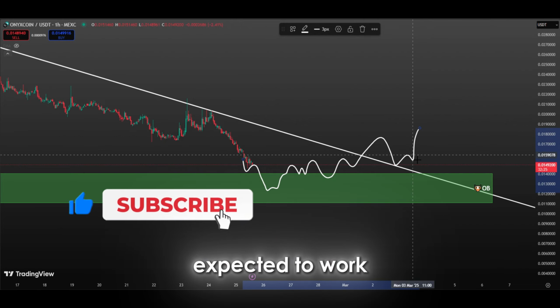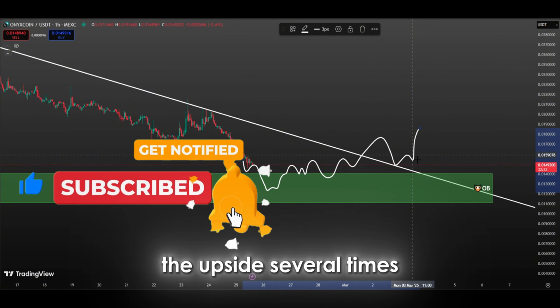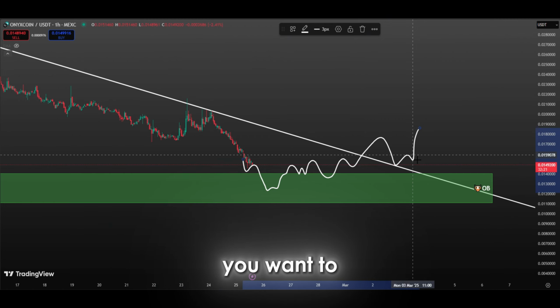This can be expected to work as a strong support area, especially if the price has tested and reacted to the upside several times in this zone. You can consider this point if you want to buy or add.